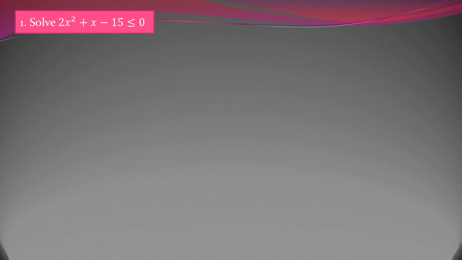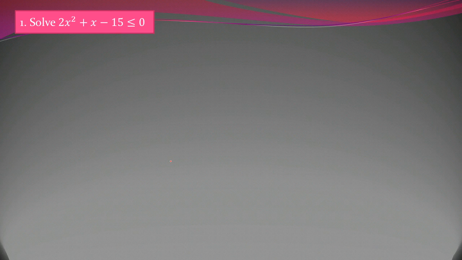Question number 1: solve 2x square plus x minus 15 is less than or equal to 0. Here you have less than or equal to, so it is a quadratic inequality. If you have only the equal symbol, then it is called a quadratic equation. I hope you all understand this. Now we are going to solve this.